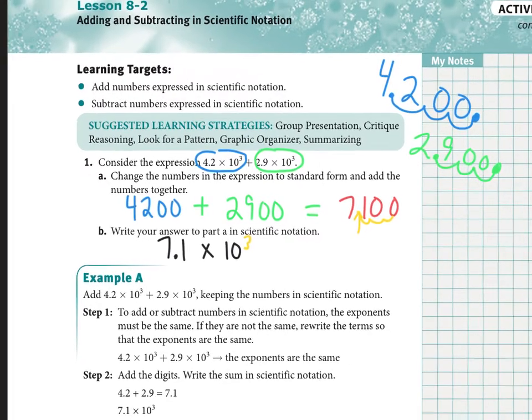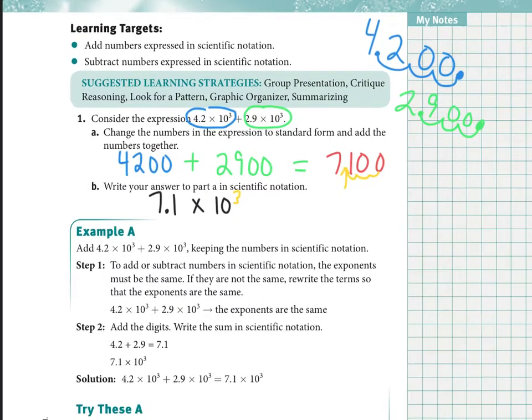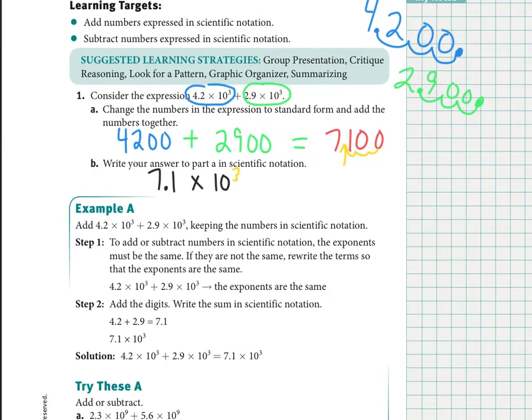All right, let's take a look at another example here. Example A. Can we add these numbers keeping them in scientific notation? So instead of transforming them into standard form, what if we just add them in scientific notation? Let's take a look. If we add the same numbers, we're going to add the 4.2 and the 2.9 right down here, and we got 7.1.